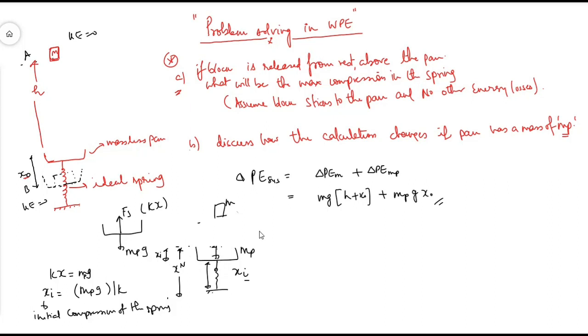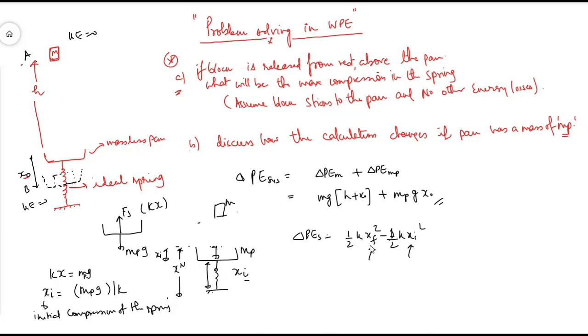and because of this mp, it already underwent a compression of this much, so this is your xi. Okay, so in this case, the change delta PE of the spring is half k xf square minus half k xi square. This is the increase in the potential energy of the spring, where xf is the final deformation and xi is the initial deformation.